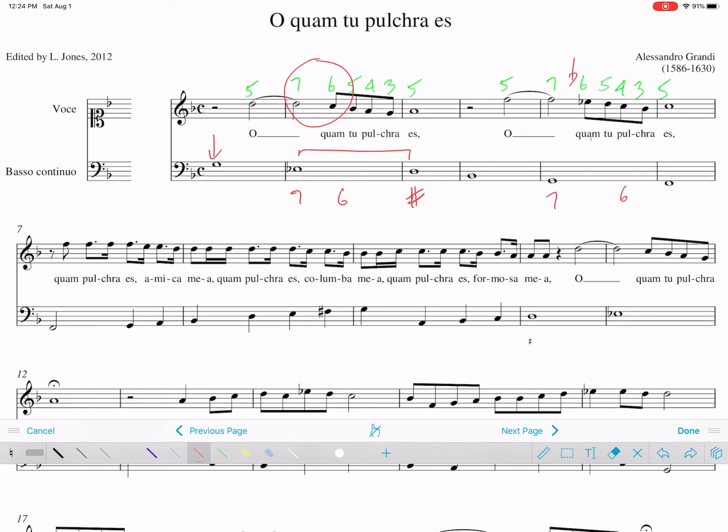And I could even sort of draw a line here to indicate that. Sometimes I might even put little dashes in performance to indicate what beats these figures come on. And now we have a situation that's kind of asymmetrical. We're bringing the 6 here in the middle of the bar and the 6 here on the fourth beat. And those two phrases are quite symmetrical.